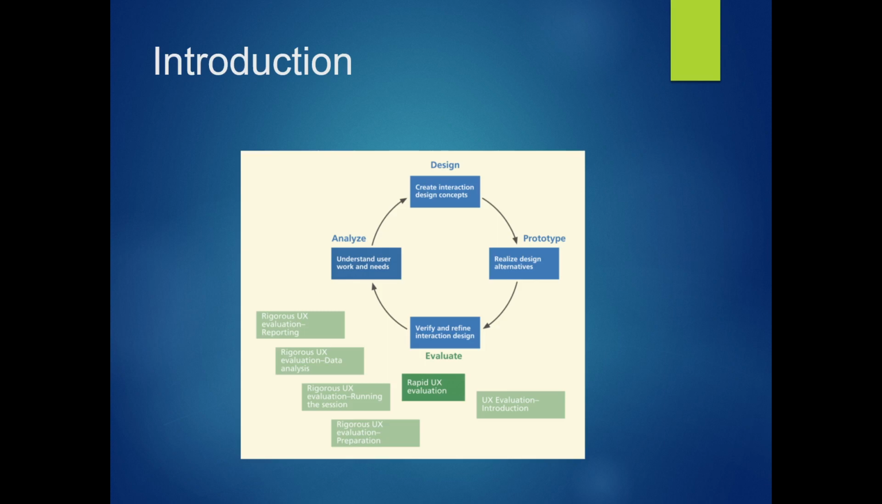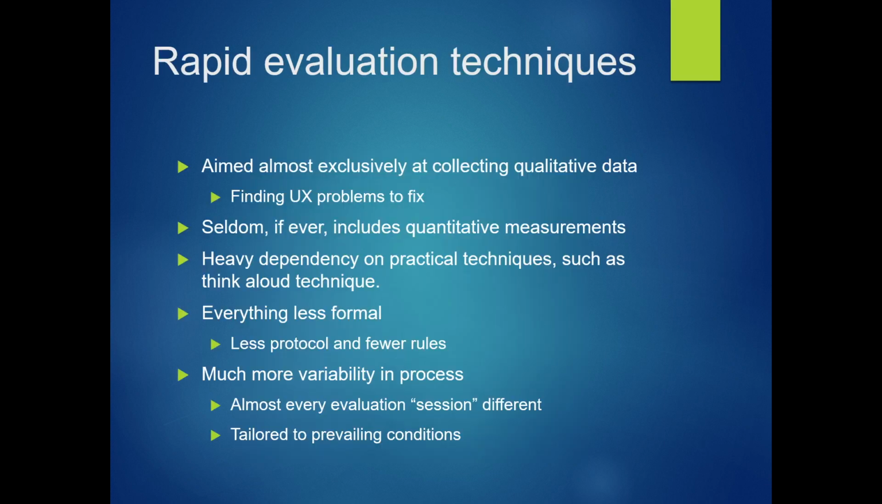So they try to find something faster and less costly, in the hope of achieving much of the effectiveness at a lower cost. We call these techniques rapid because they are about being fast, which means saving cost. Here are a few characteristics of rapid evaluation which will give you a clear picture of what it is. As the name goes, it is going to be a quick evaluation.